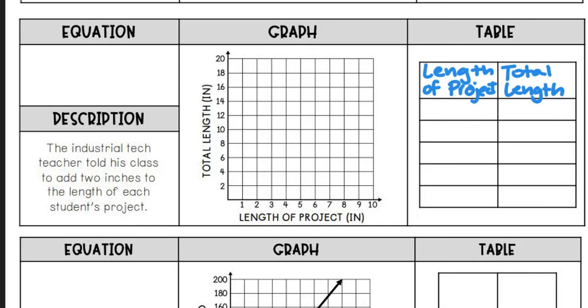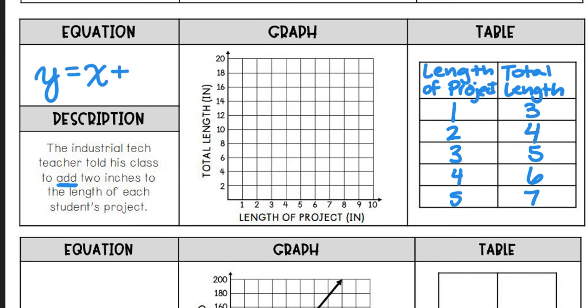So for example, if your project was 1 inch, I need to add 2 inches to it, so it's going to be 3 inches. If my project was 2 inches, I need to add 2 inches to it, it would be 4 inches. If my project was 3 inches, it would need to be 5 inches. If my project was 4 inches, I would need to add 2 to be 6 inches. And if my project was already 5 inches, it would need to be 7 inches. We know our equation is going to be our additive relationship because it even says add right in our description. It's always going to start with y equals x, and then plus our constant here is they're adding 2 inches, so it'd be y equals x plus 2.